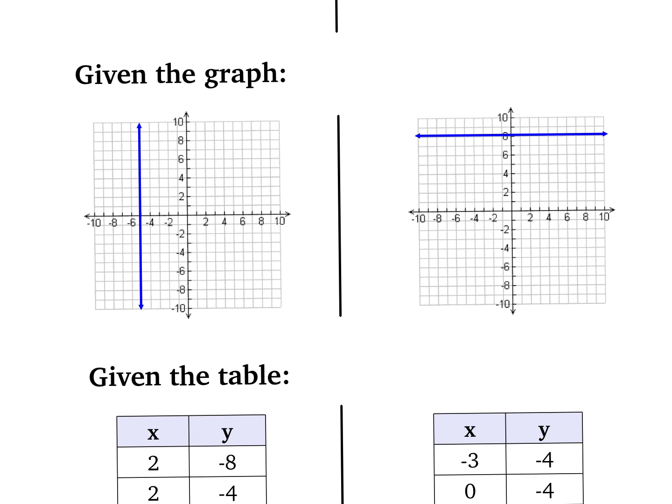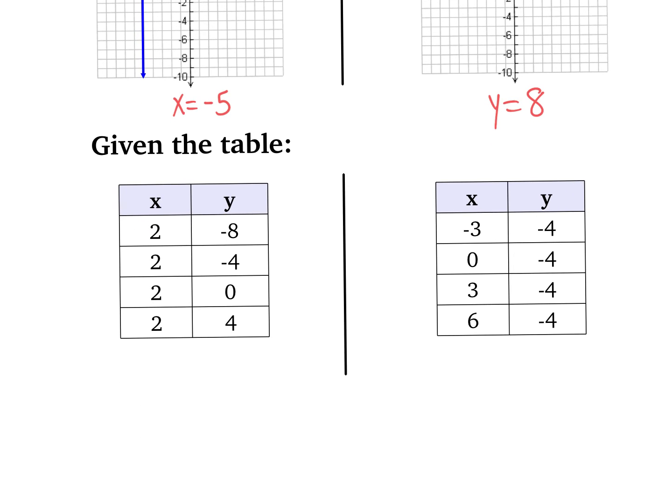A little bit easier, at least if you're a visual person like I am, would be if you're given the graph. So here we have a vertical graph, so I'm really focused on my x value that's not changing. So this would be x equals -5 since it's at -5 on the graph. If I see a horizontal line, I'm thinking HOY or y equals whatever value it's at, which is blocked but looks like 8.